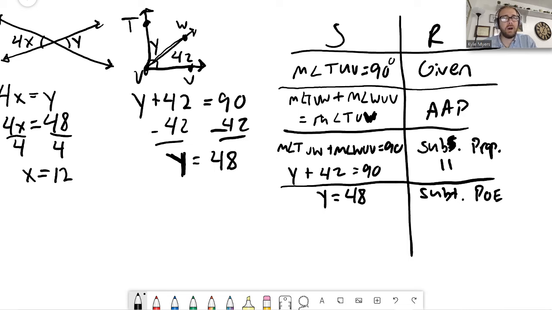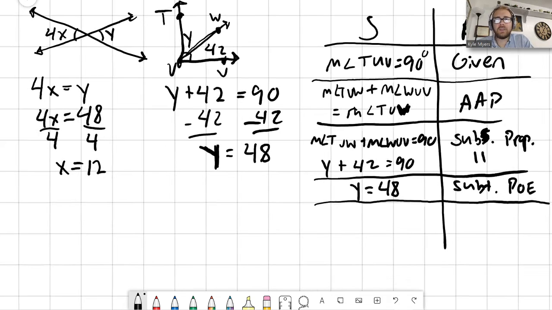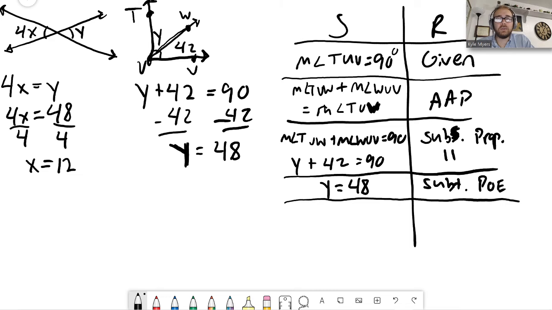And I like to abbreviate PO because I played a lot of Legend of Zelda growing up, and it was fun to try to collect all the POs. So I like to call them POs. Sub-T-PO, subtraction property of equality. Anytime you do something to both sides of the equation, it is a property of equality, and you just name it thusly. So anyways, we have y equals 48 now. And then we also know that 4x equals y because of vertical angles theorem. We know that those are the same because of vertical angles theorem.